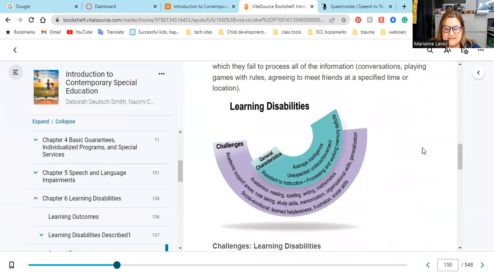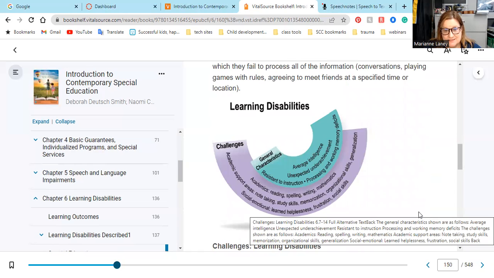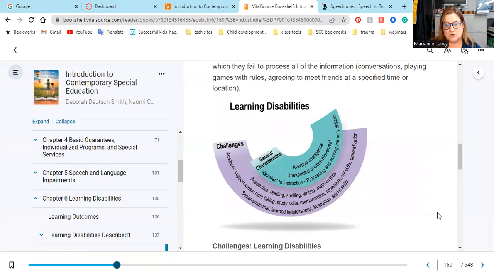So again, more characteristics here, and then the challenges. So we have the general characteristics. Again, LD doesn't mean that they have an intellectual disability. Their average intelligence, maybe even above average. There's definitely unexpected underachievement. On the resistance to instruction, even your best thing, oh, we'll have a pizza party when you have a really good quiz at the end of the week or whatever. And it's like they just can't do it, right?